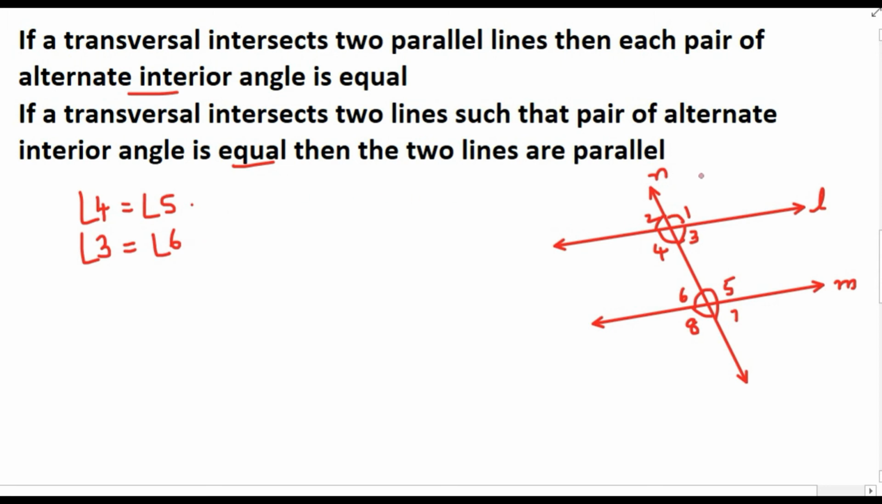As I said, here if it is 50 degrees, corresponding angles, this will be 50 degrees and this will be 130 degrees. Angle 3 measurement is 130 degrees. Angle 6 measurement will also be 130 degrees. So if a transversal intersects two parallel lines, then each pair of alternate angles will be equal.